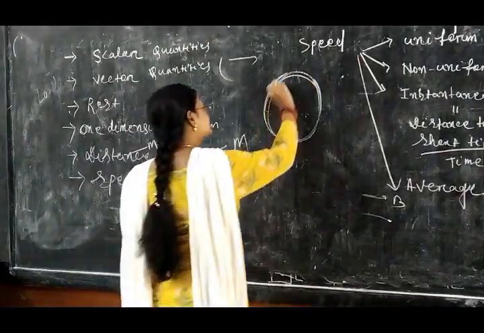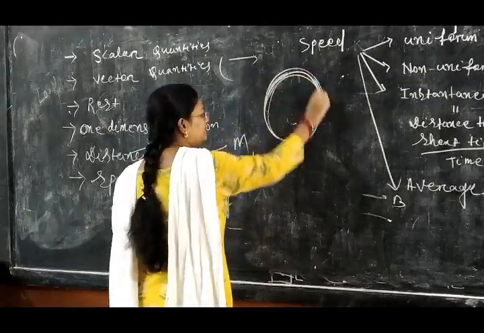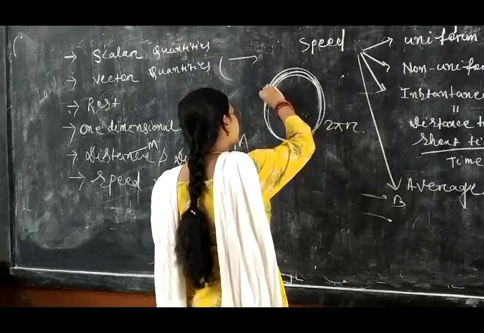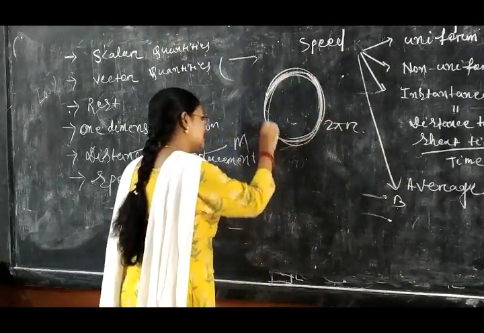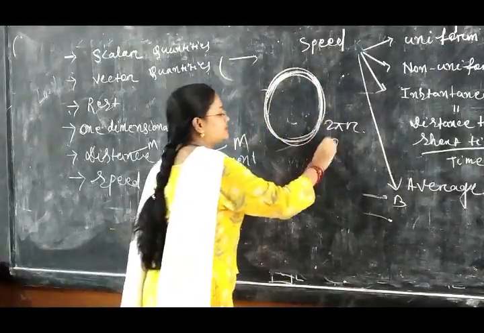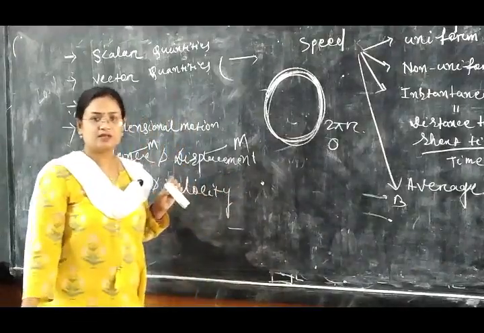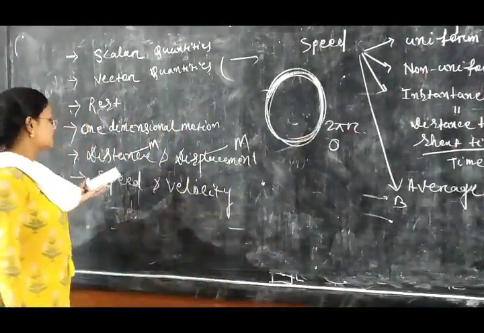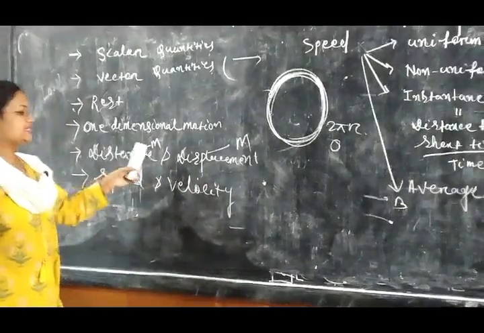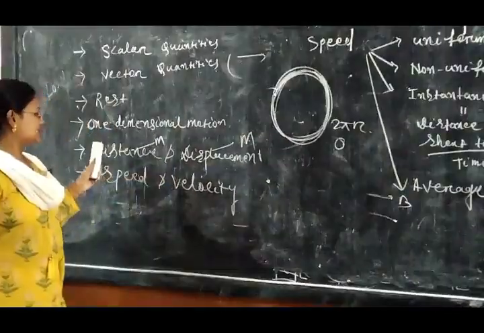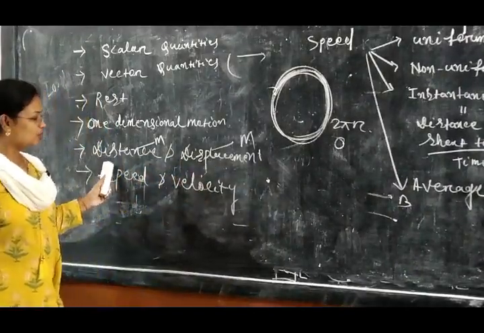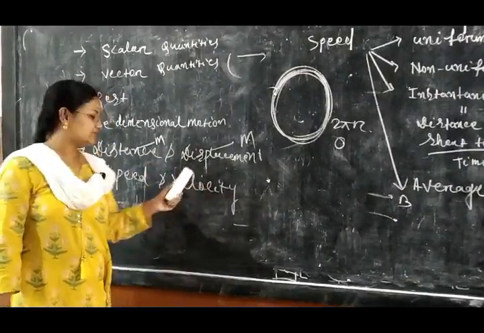So what is the distance? It is the circumference or perimeter, that is your 2 pi r. But for displacement, suppose I am taking this as the initial position and this is also the final position, the displacement is 0. Okay, so this is all about your distance and displacement. One depends on the path, the other doesn't depend on the path. One is a scalar quantity, the other is a vector quantity. Distance cannot be 0, displacement can be 0.